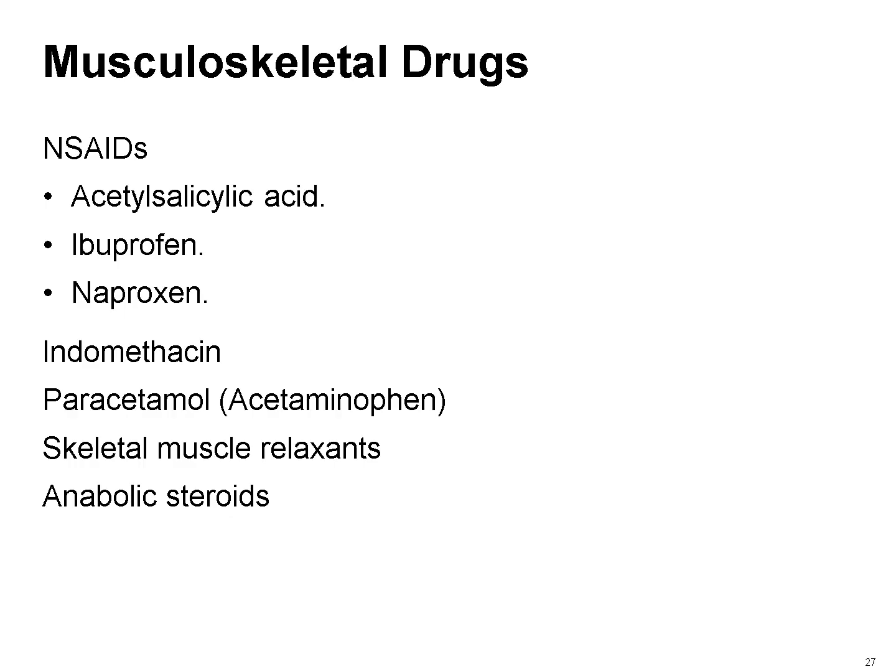There are three main NSAIDs we'll discuss. First, indomethacin, which inhibits both COX enzymes. While effective, it is associated with several serious side effects. Second, paracetamol, also known as acetaminophen, is not technically an NSAID, but is widely used to relieve minor aches and pains. It's an excellent option for those who need pain relief without the anti-inflammatory effects of NSAIDs.